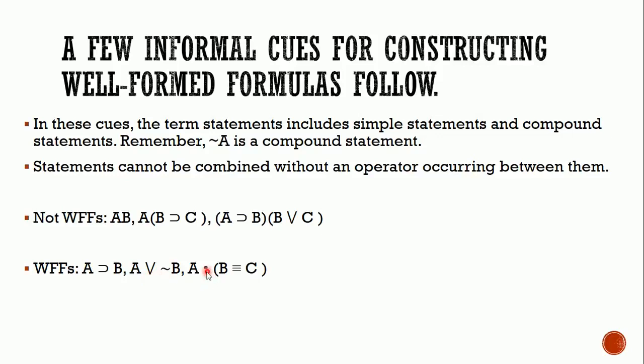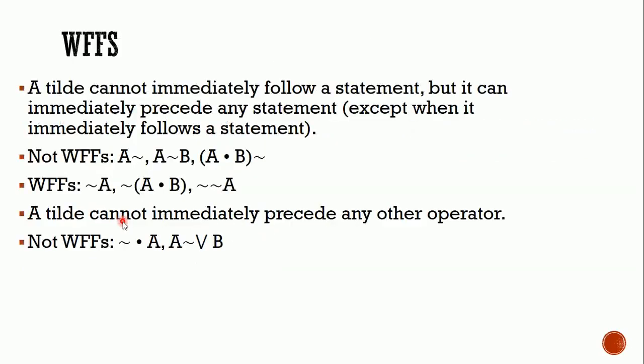This disjunction, this conjunction right here. All right, see that? Missing something here, missing something here, missing something here. So yeah, tilde cannot immediately follow a statement. Can't do this mess right here. But it can immediately precede any statement. So like this. Or double negation. Except when it immediately follows a statement. So tilde cannot immediately precede any other operator. So yeah, you can't have this tilde in a conjunction there.